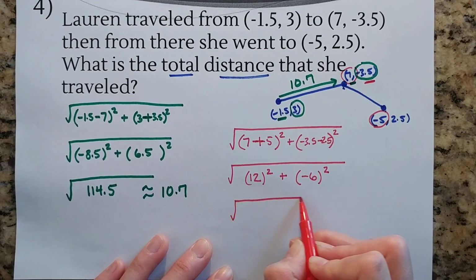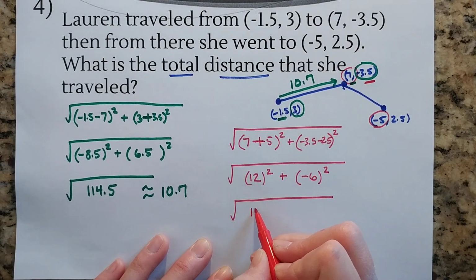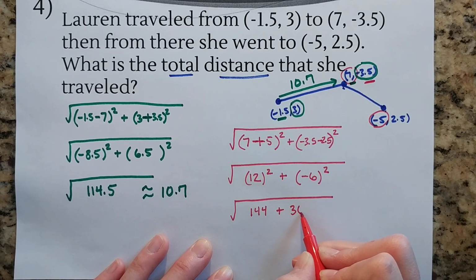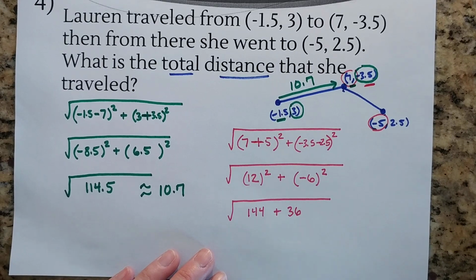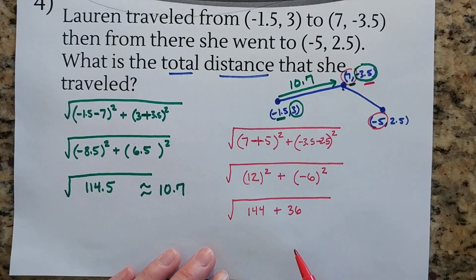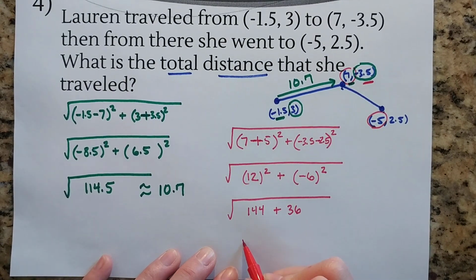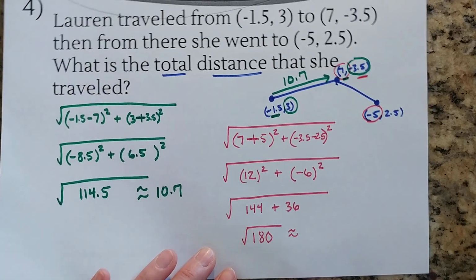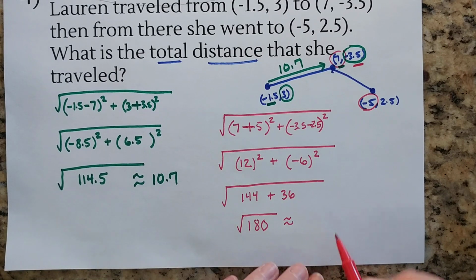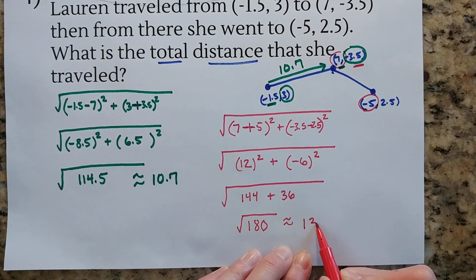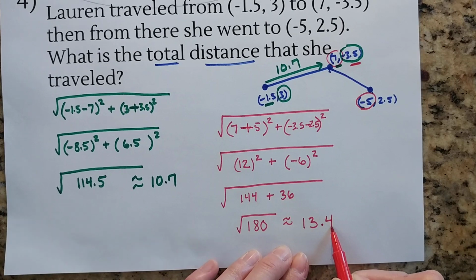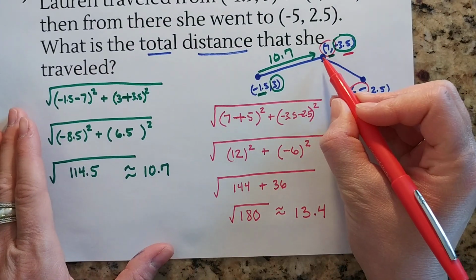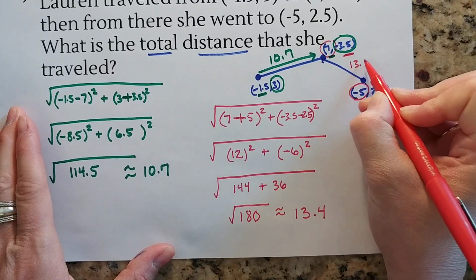Okay, now I'm ready here. 12 times 12. Negative 6 times negative 6. Okay, then if I take 144 plus 36, that's 180. And then if I just use my calculator to type in the square root of 180, it's approximately 13.4. So obviously my picture is not drawn to scale here. So the distance from here to here is about 13.4 units.